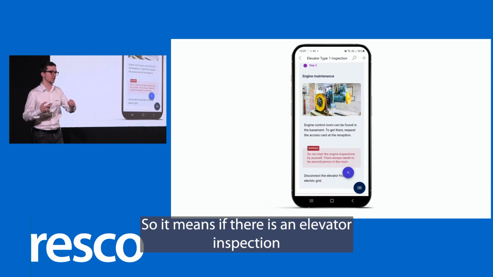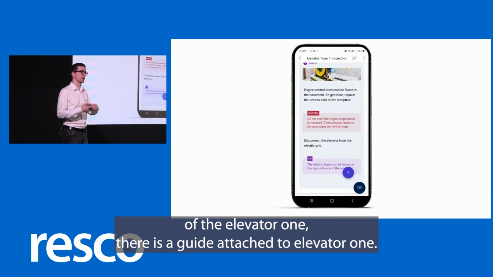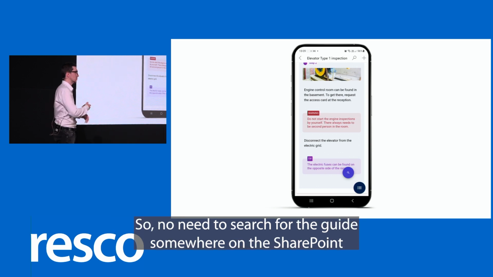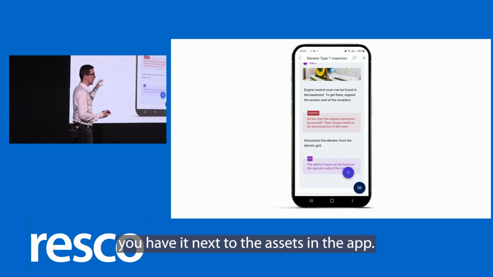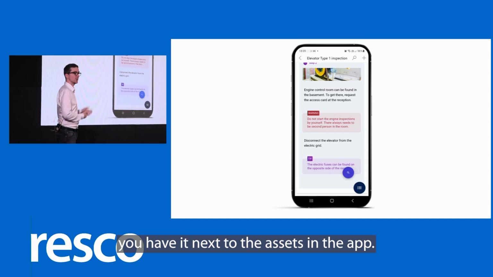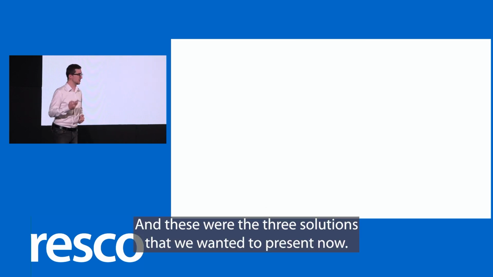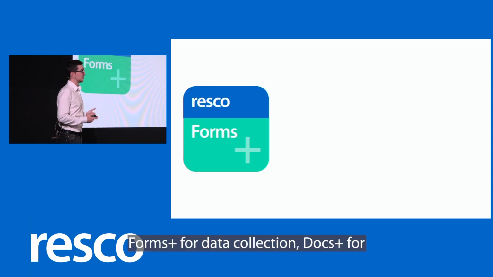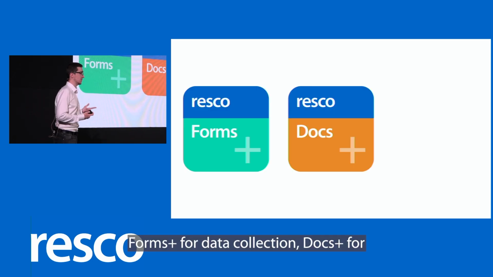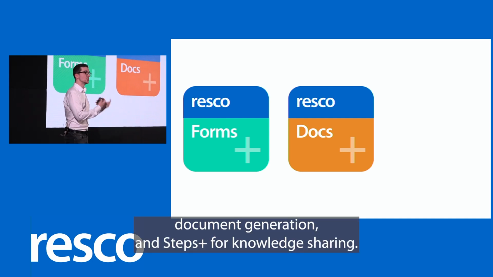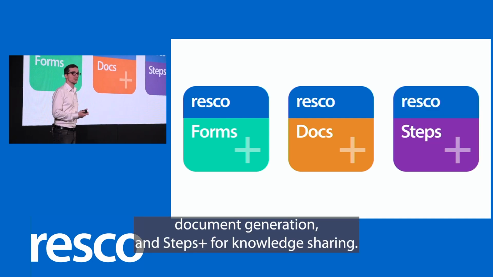So it means if there is done inspection of elevator one, there is a guide attached to elevator one. So no need to search for the guide somewhere on a SharePoint. You have it next to the asset in the app. And these were the three solutions that we wanted to present now. Forms Plus for data collection, Docs Plus for document generation, and Steps Plus for knowledge sharing.